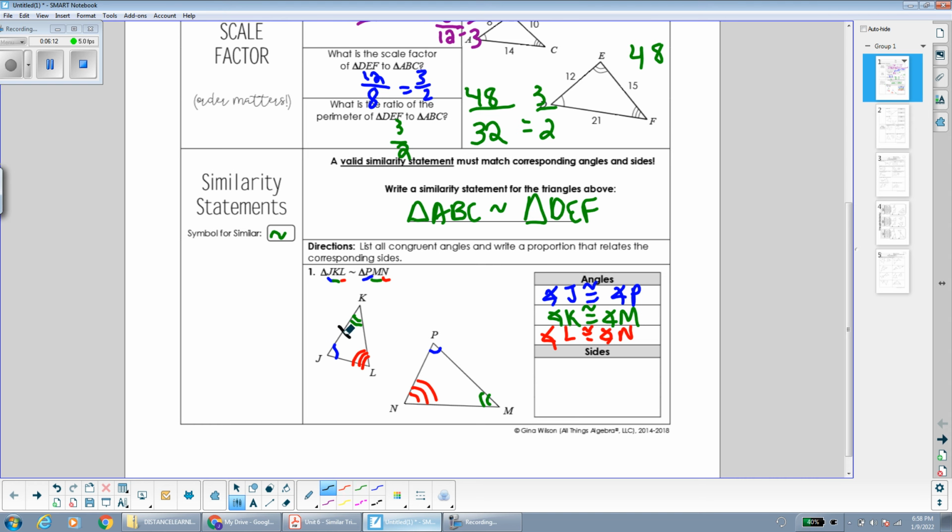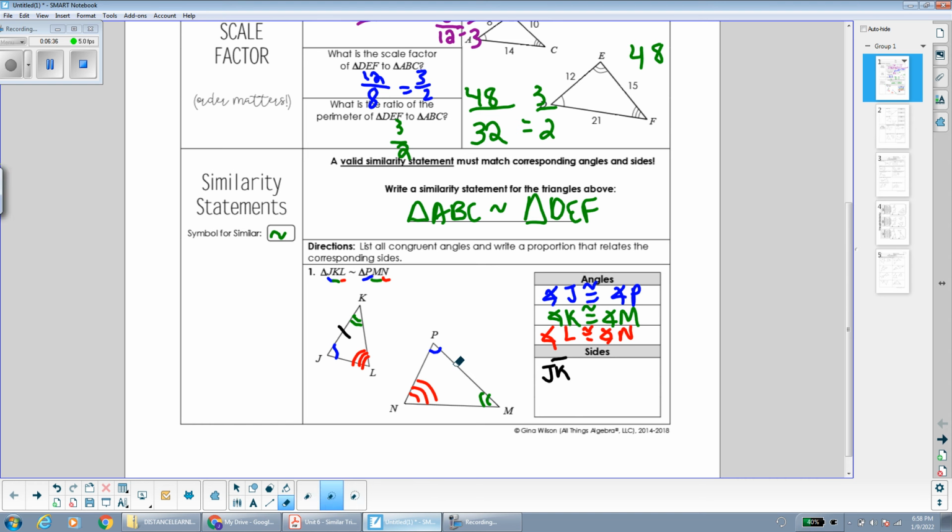So JK, first and second letters, would correspond to PM, first and second letters on this triangle. So let me write that here. JK is proportional to PM, because remember, when we have similar triangles, corresponding parts are proportional. And what that means is they have the same ratio.